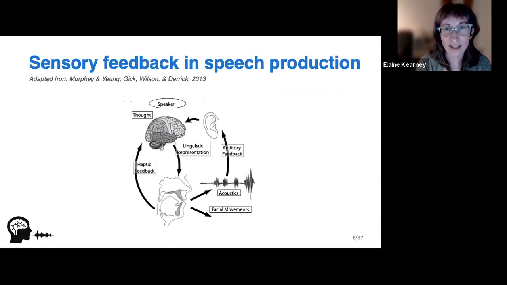So why is it that I care so much about sensory information? Well, speech production is a motor act that has sensory consequences. And this idea is really nicely illustrated in this figure that I've adapted from Murphy and colleagues.